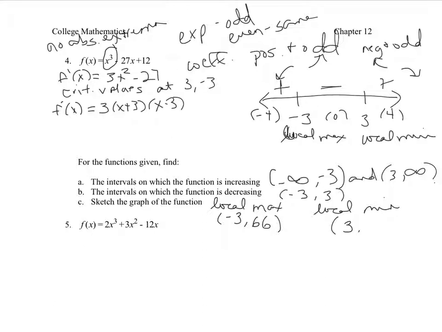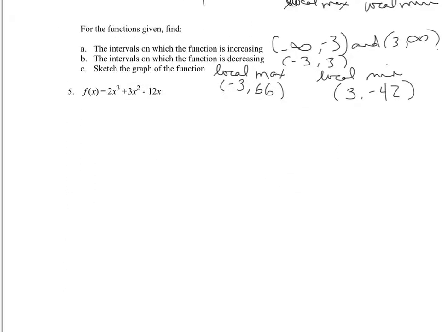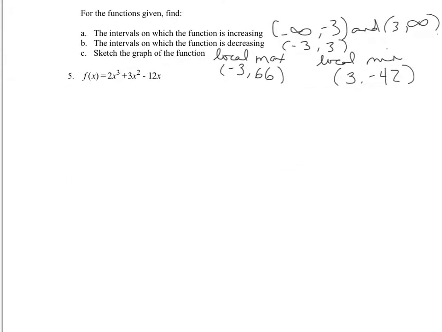Where is the local minimum? Did you get a positive number or a negative number? How about a -42? All right, and we've got one more that we're going to go through and actually take all these pieces where we find the different parts, and then we're going to put the graph of it together.